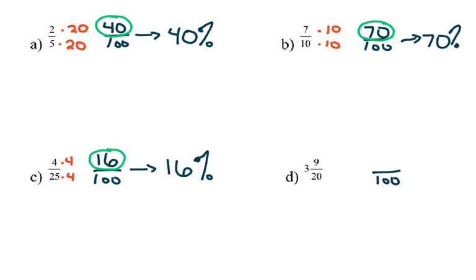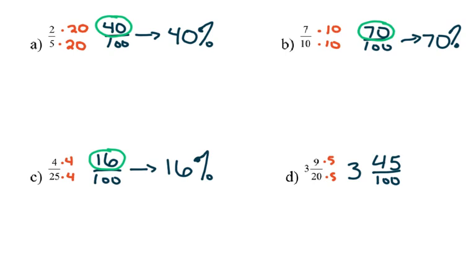Letter D is a little different because we have the 3 out front, but in fact you can ignore that 3 and just work with the partial fraction. Okay, so 20 times 5 will give us that 100. Multiplying the denominator by 5, we have to multiply the numerator by 5. 9 times 5 is 45. And so 3 and 9/20 is equivalent to 3 and 45/100. You do not want to multiply the 3, the large 3 out front, by 5.